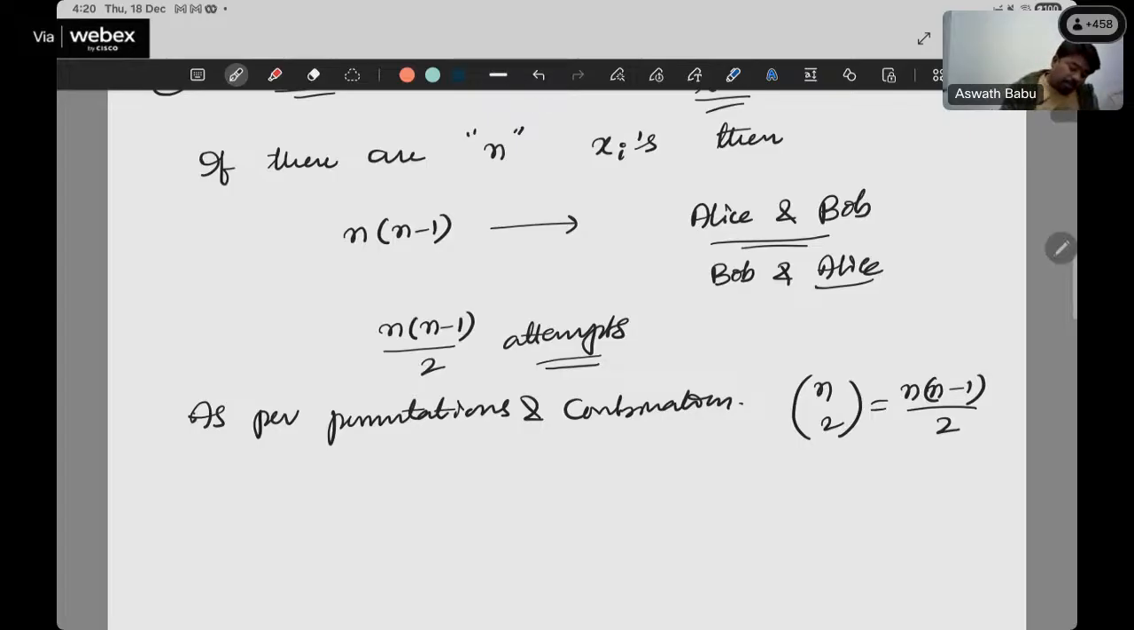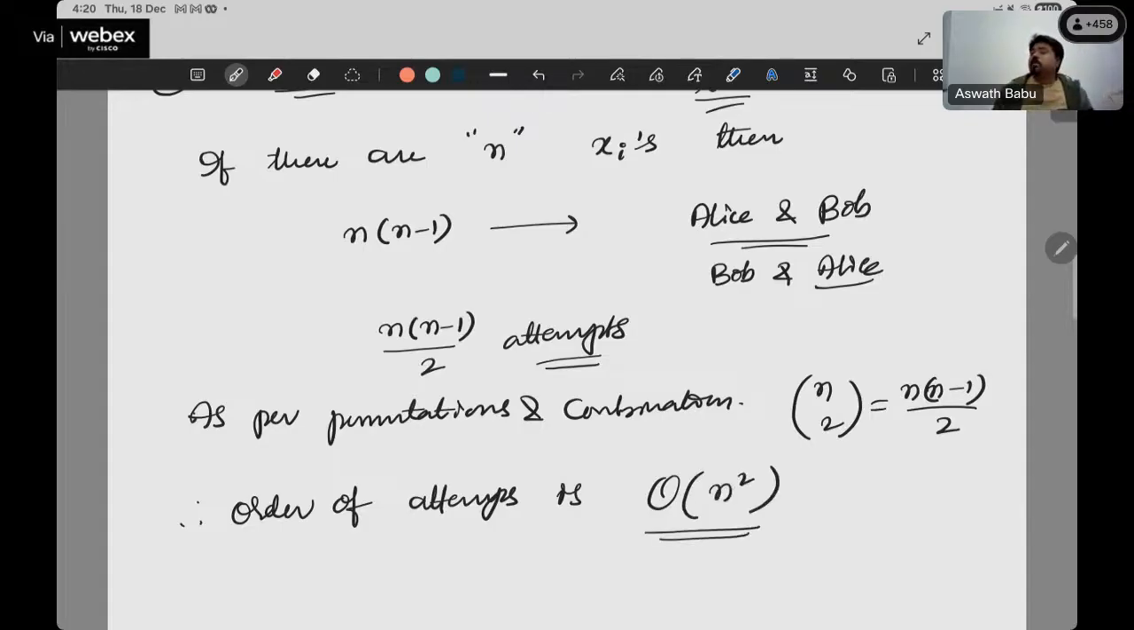Now, overall, what is the order? Therefore, the order of attempts or queries is n square. N square attempts are required classically to find the function and the s. You may not succeed in the first pair, you have to go to the next pair and so on. So you would need n square attempts.